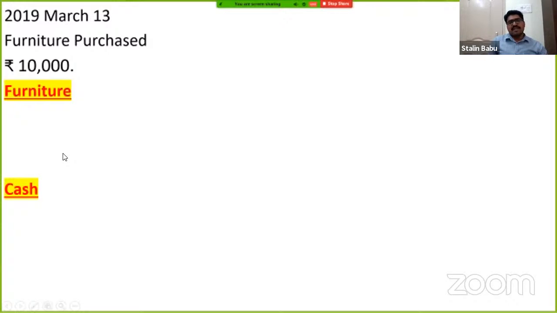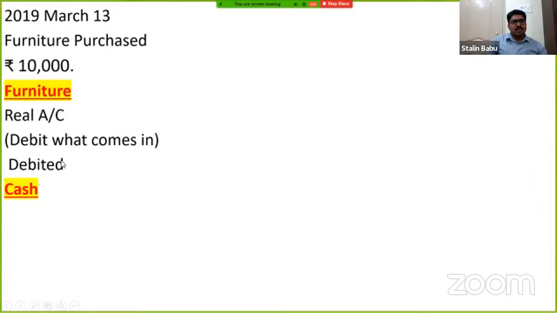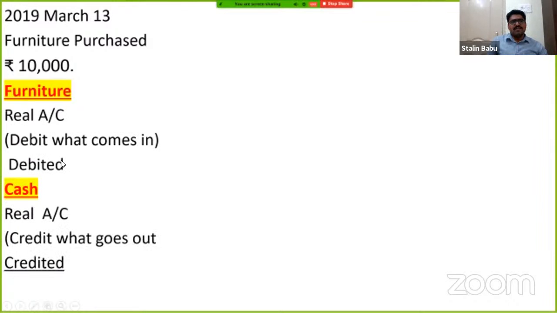Then what is the principle of real account? Debit what comes in, credit what goes out. What is coming into the business? Furniture. What is going out of the business? Cash. Then furniture account is debited, cash account is credited. Both come under real account. So what is the entry? Furniture account debit to cash account.